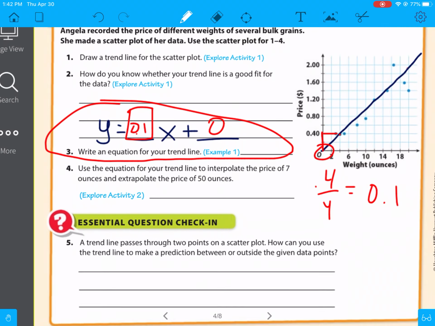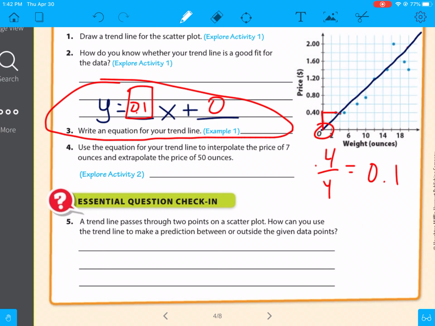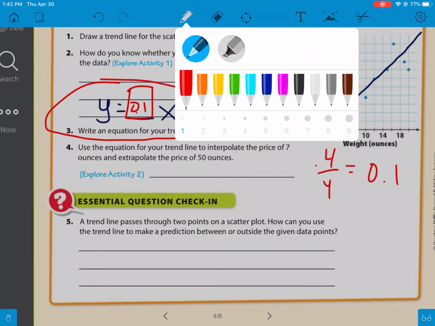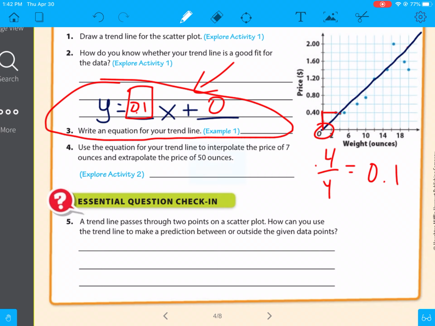Now for number 4, it's saying use the equation, the equation that we just created, to predict your trend line, to interpolate the price of 7 ounces and extrapolate the price of 50 ounces. So we're going to take our 7 ounces and plug that in for x. So it's going to be y equals 0.1 times 7, which is 0.7, which equals 70 cents. So if you're going to buy 7 ounces, it's going to cost you 70 cents.